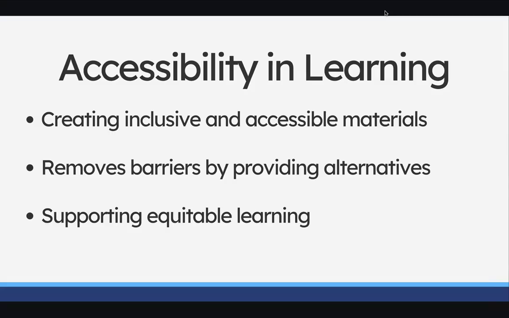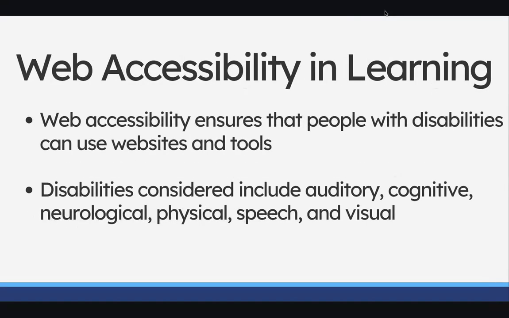When learning is accessible, students with visual, auditory, physical, or cognitive impairments can engage independently and fully in the learning experience. Web accessibility and learning means people can perceive, understand, navigate, interact with, and contribute to the web. This includes disabilities considered to include auditory, cognitive, neurological, physical, speech, and visual.